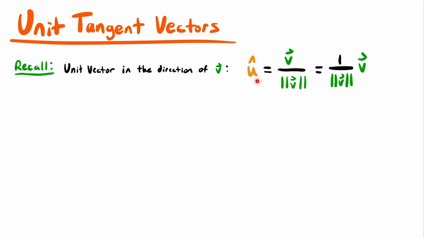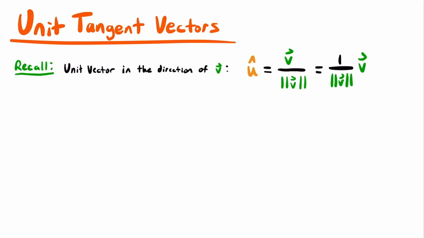A unit vector u in the same direction of a vector v would be equal to that vector v divided by its magnitude. Or another way you could think about it is that you're multiplying the vector by 1 divided by its magnitude, okay? That will ensure that your vector has a length or magnitude of 1.